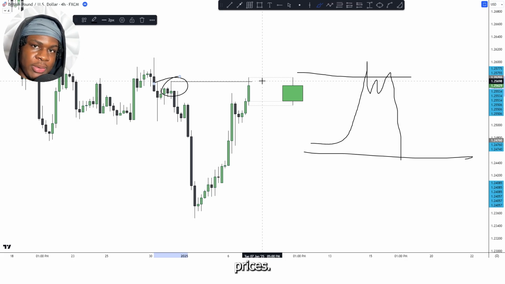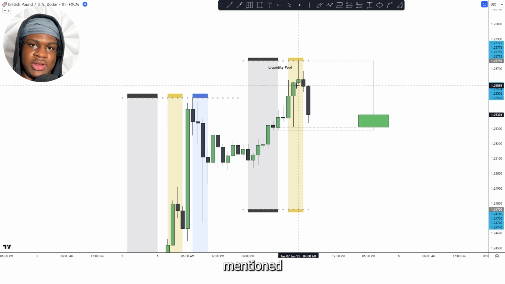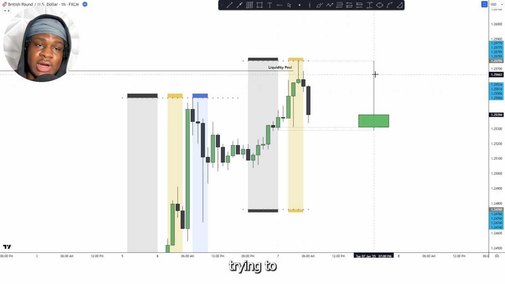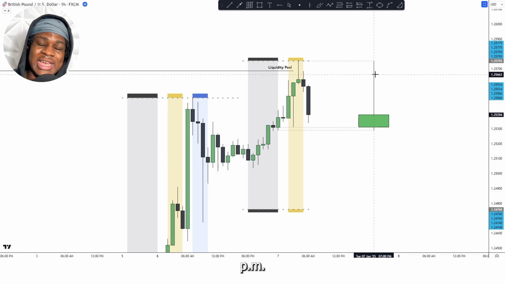So I'm on the 1-hour time frame here, and just like I mentioned, on the 4-hour time frame we came back into that liquidity pool. Whenever I'm trading the distribution during the New York session, I want to be trading between 7 a.m. to 12 p.m. Eastern Standard Time. This specific time range, between 7 a.m. and 12 p.m. EST, is the highest probability opportunity where you're going to catch that New York power of 3.